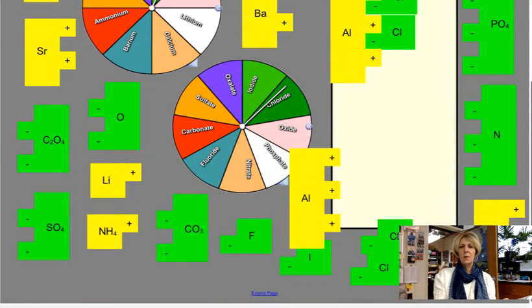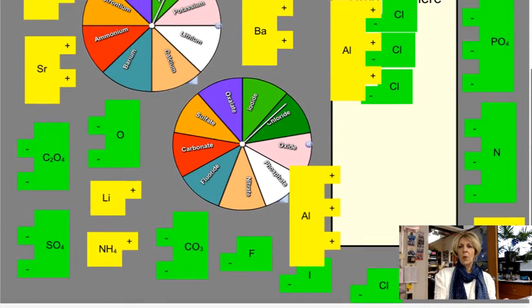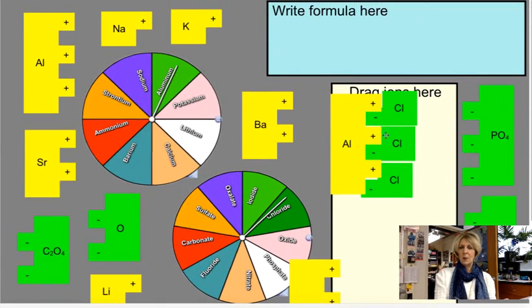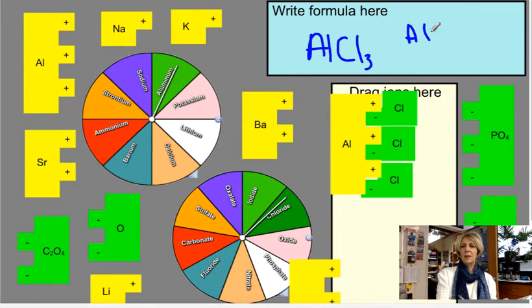Do I have another one? Oh, yes, I do, right here. Okay, so the way that this would look is there would be 1 aluminum +3 ion and 3 chloride minus ions. And so the formula would be Al with no subscript because it's just 1, Cl3. And I would call this aluminum chloride. Aluminum chloride. Not aluminum chlorine, aluminum chloride.